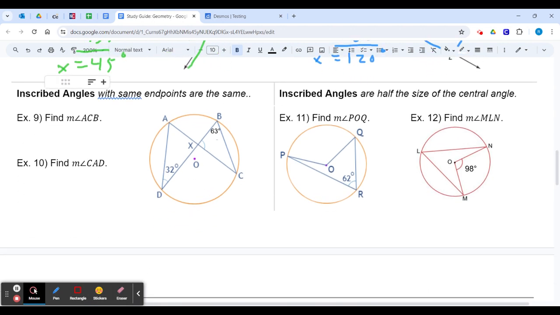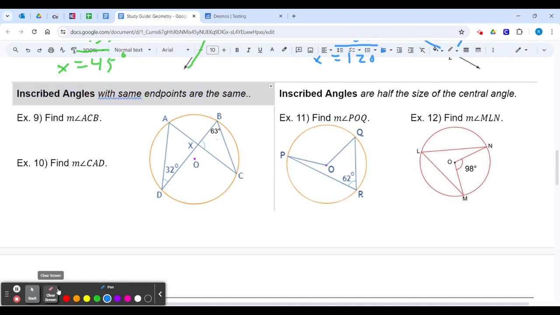Another concept we learned with angles in circles was this idea of inscribed angles. If they have the same endpoints, they are going to be the same exact angle. So if we're trying to find ACB in this first portion, we're looking for an angle that also starts at A and ends at B. And if I look here, I notice that ADB also works. So that means that ACB is going to be 32 degrees, just like ADB is.